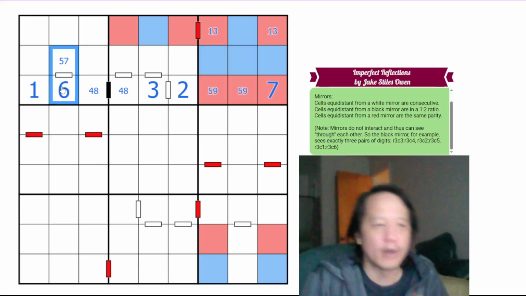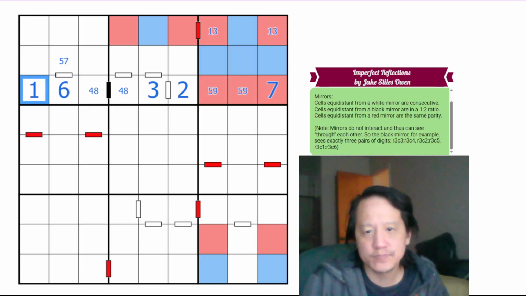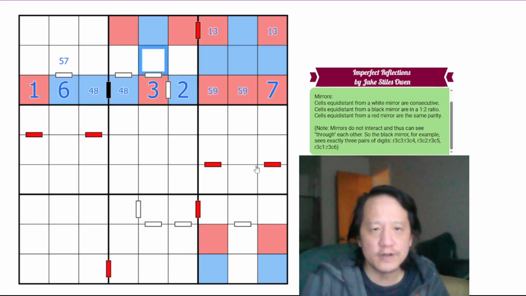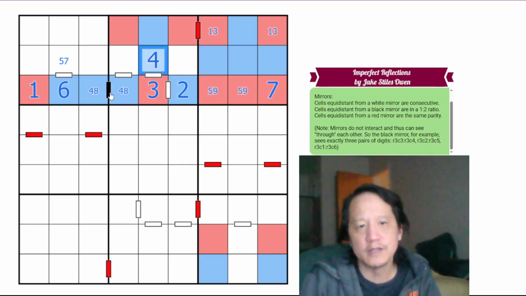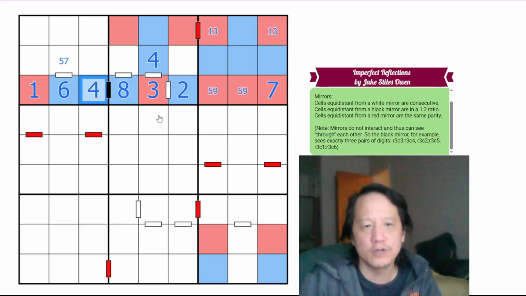white crop key mirrors, I guess. So this is odd. These are even. These are odd. So, sorry, this is odd. This is even. Therefore, this must be even here. It's consecutive. It has to be 4. That eliminates 4 here. So this is 8 and 4 here.